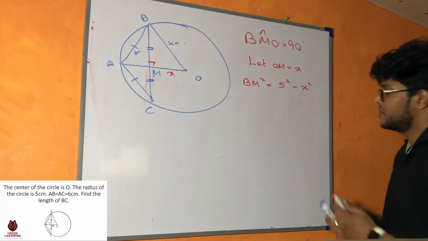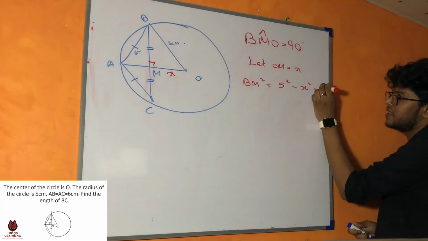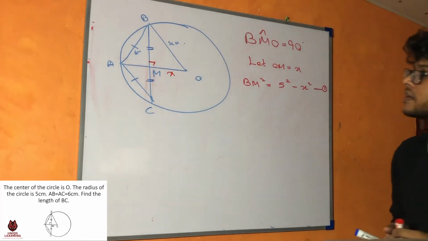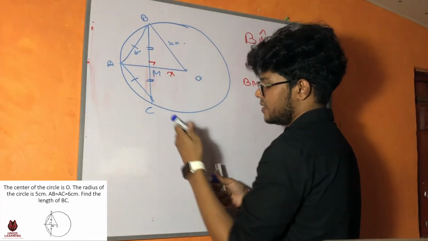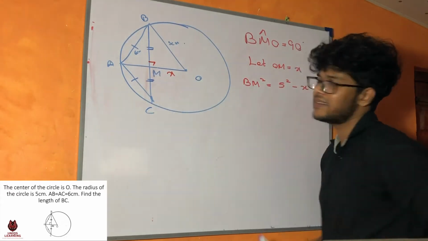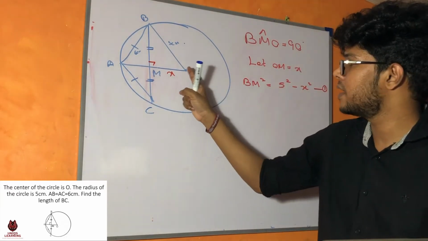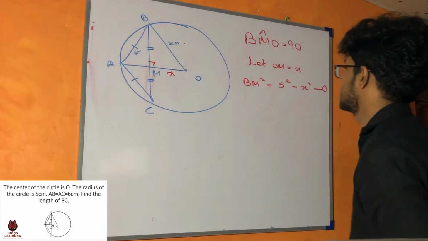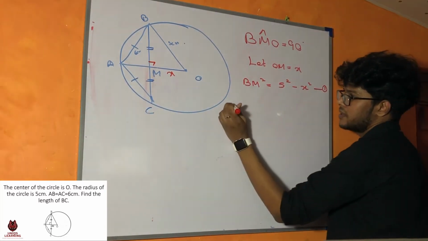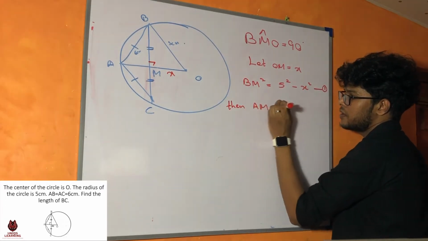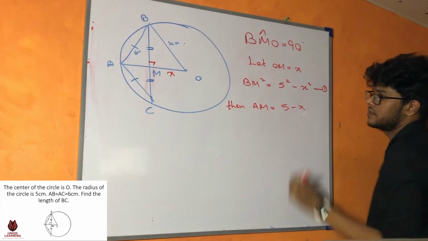Okay, sir. Yeah. So you will name this equation as 1. Now this is x, right? So we name OM as x. So if you name OM as x, what is this length, AM? 5 minus x. Yes, then AM is equal to 5 minus x, right?